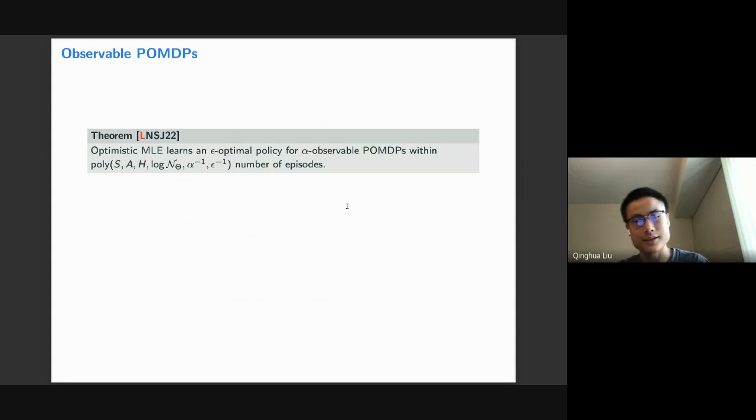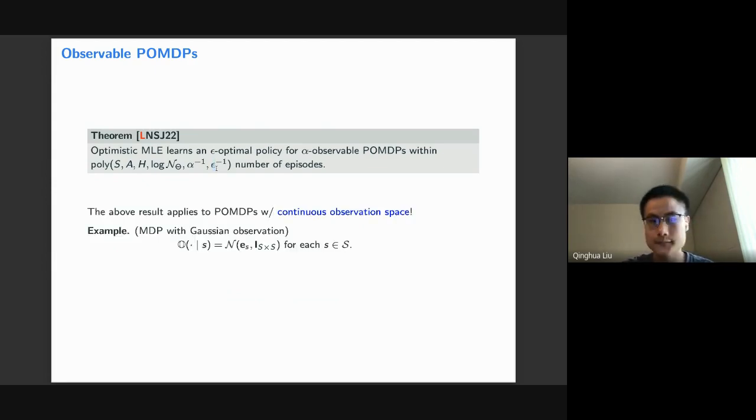Now let me formally state what guarantees we have for learning observable POMDPs. We can prove that optimistic MLE can learn an epsilon optimal policy for alpha observable POMDPs within this number of episodes. Here, capital S is the number of states, capital A is the number of actions, H is the length of horizon, N theta is the bracketing number of the parameter space theta, alpha is the observability parameter, and epsilon is the suboptimality parameter. Importantly, the above theorem applies to POMDPs with continuous observation space.